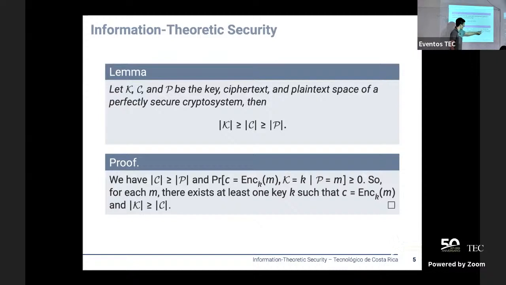So the encryption will depend on the key. If we fix a certain message and encrypt it, then the encryption outcome, if it's a deterministic encryption algorithm, will only depend on the key that we choose.